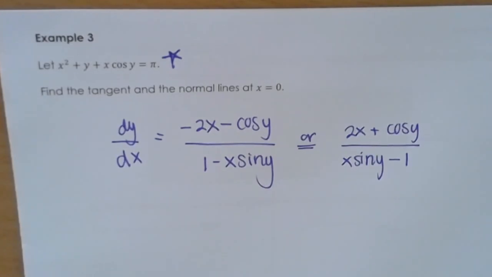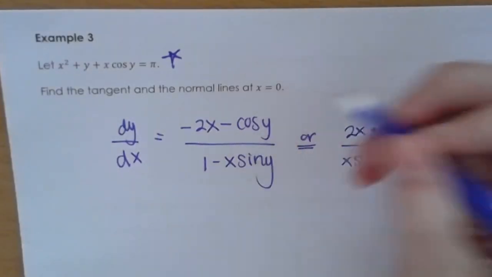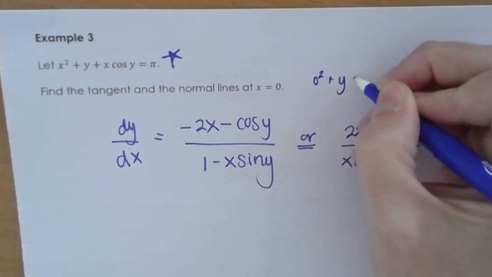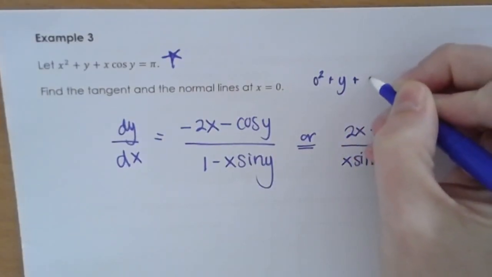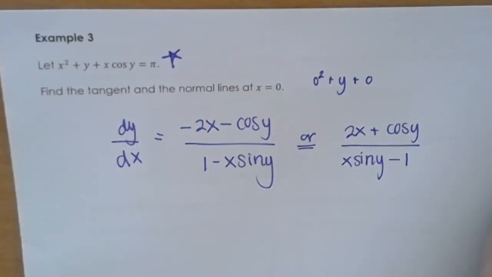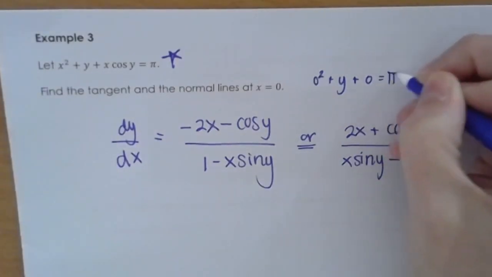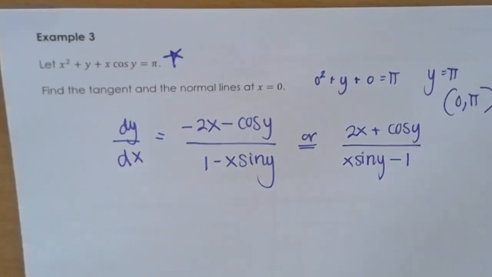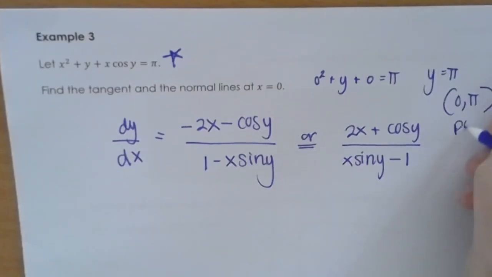So that's your derivative. Now, for my point, I only know the x value right now. So we're going to have to substitute 0 for x. So I would have 0 squared plus y plus 0 times cosine y, that would just be 0, equals pi. So my y value is pi. So my point that we're working with is 0, pi, right there. So here's my point. This is my slope.